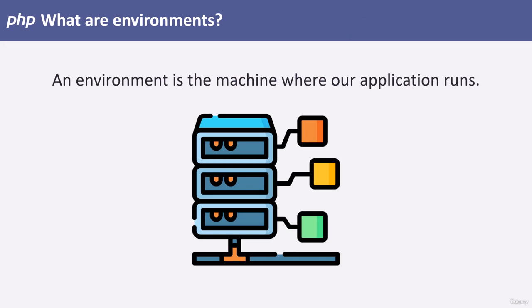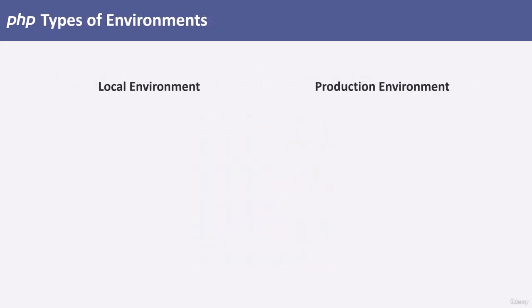Applications need the proper environment for running code. In the programming world, an environment is the machine where the application runs. In most cases, applications rely on additional software. Without the proper tools or programs, our applications won't work. Generally speaking, there are two types of environments, which are local and production environments.